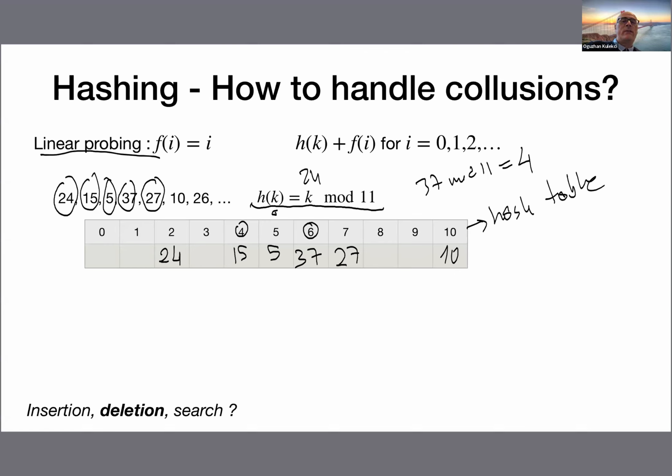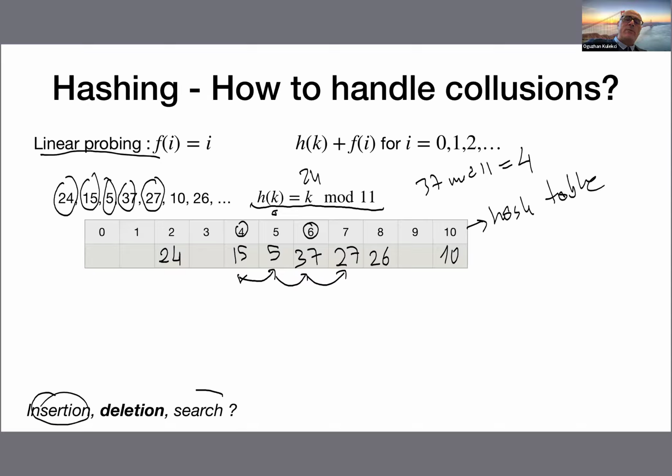What else? I have 26. 26 mod 11 is equal to 4. It is occupied. You check the next position, occupied. Next position, occupied. Next position, occupied. And you need to write 26 here. Now you are done. This is how it works with linear probing. These are the insertions, and I will do deletion later.